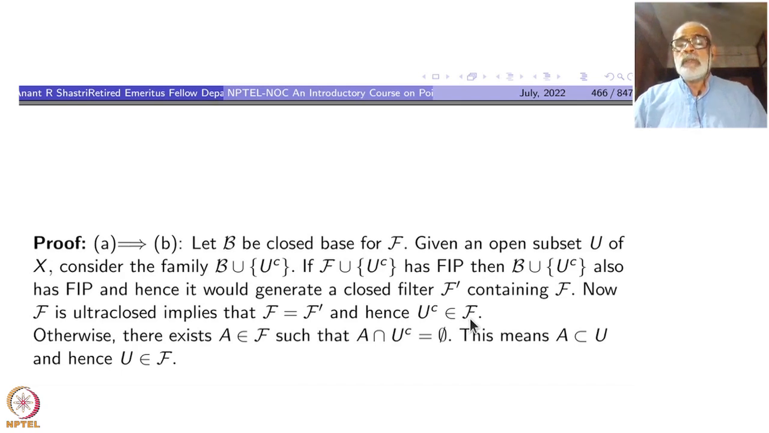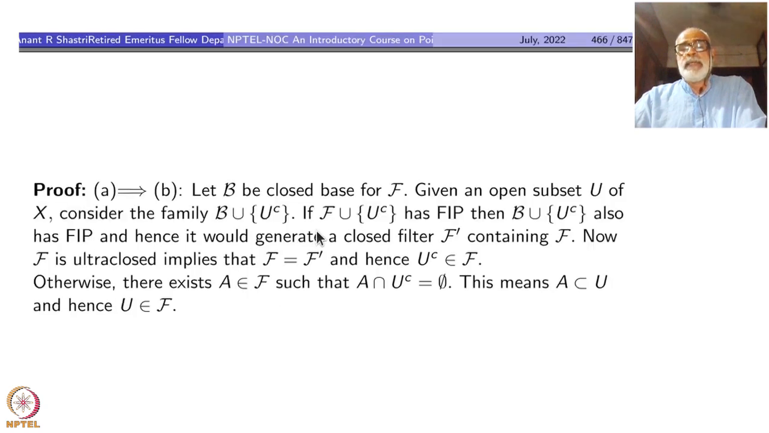If it is not the case, what does that mean? This family does not have the finite intersection property. Then what happens? Otherwise, there exists an A inside F such that A intersection U complement is empty. That is, the finite intersection property is violated. This just means that A is contained inside U. Therefore, if A is inside F, then U is also inside F. So either U is there or U complement is there, is what we have proved. So B is proved now.